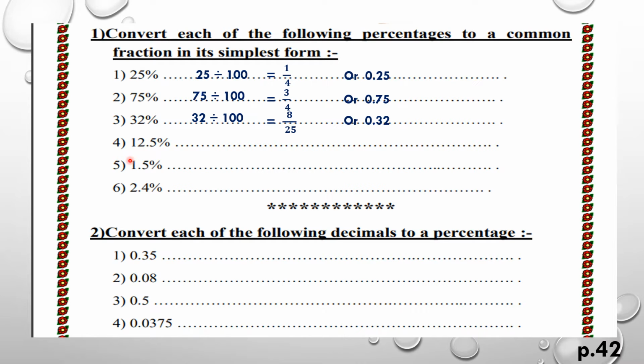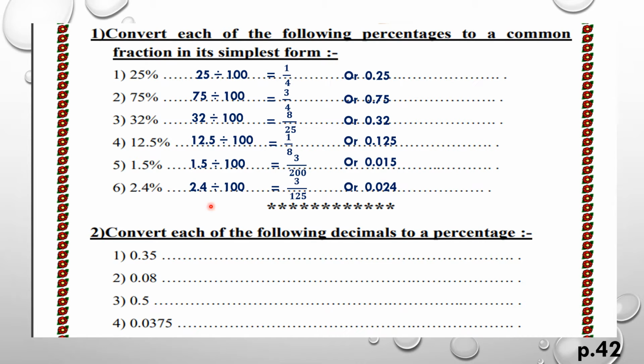Number 4, 12.5%. On the calculator, 12.5 divided by 100 equals 1/8 in its simplest form, or 0.125. Number 5, 1.5%. 1.5 divided by 100 equals 3/200, or 0.015. Number 6, 2.4%. 2.4 divided by 100 equals 3/125, or 0.024.